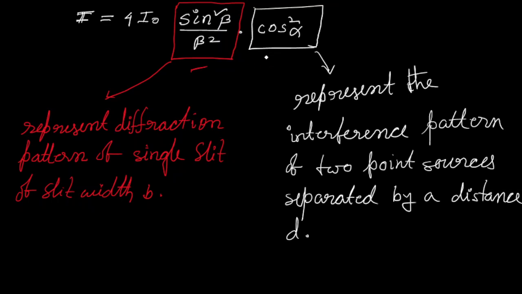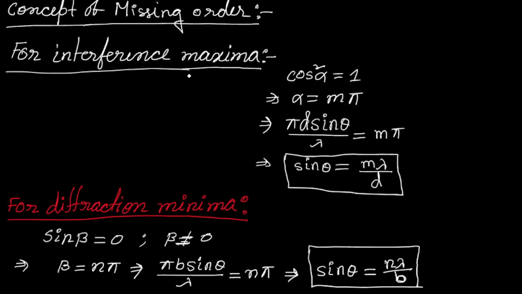That means this interference maxima will disappear from the diffraction pattern. So this concept is called missing order. If the mth order interference maxima and the nth order diffraction minima occur at the same position, then this mth order interference maxima will disappear from the diffraction pattern. This phenomenon is known as the concept of missing order, and from this definition we can calculate what will be the missing order of a double slit diffraction pattern.